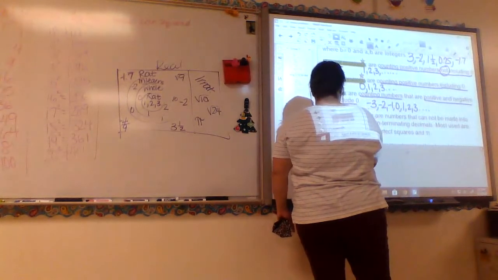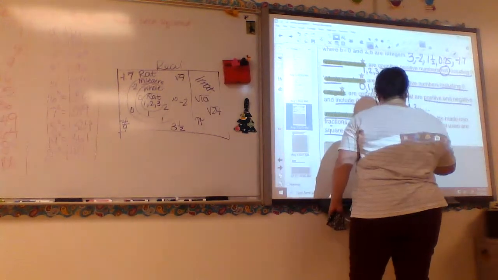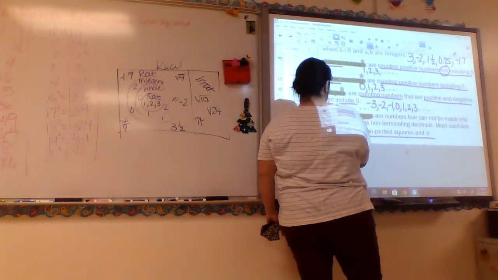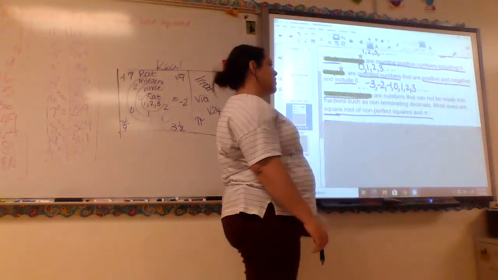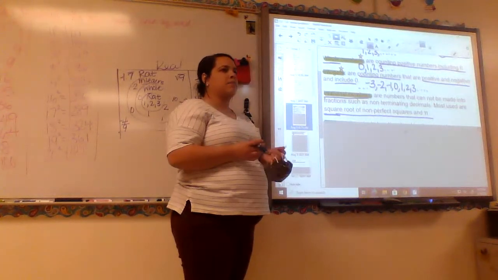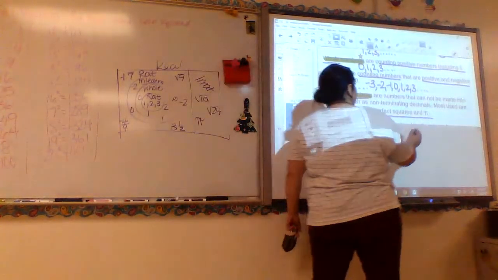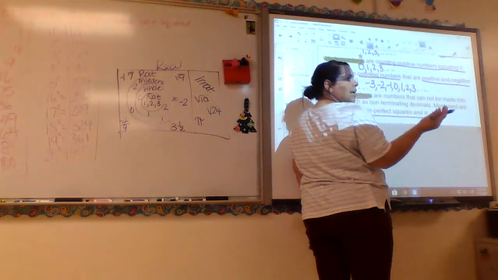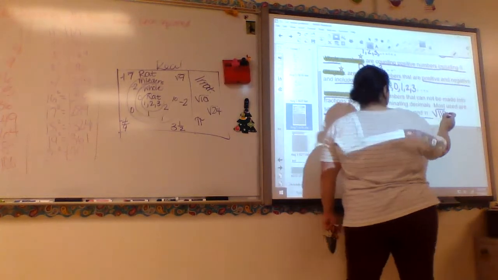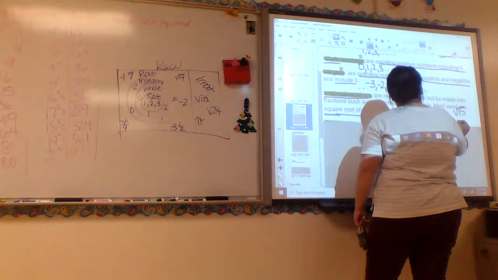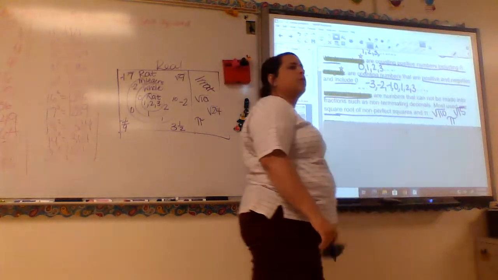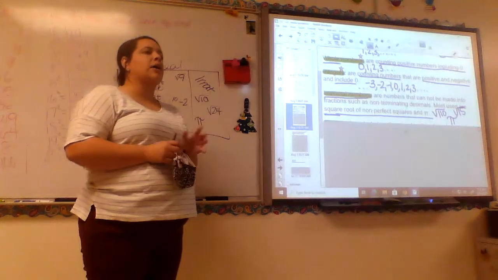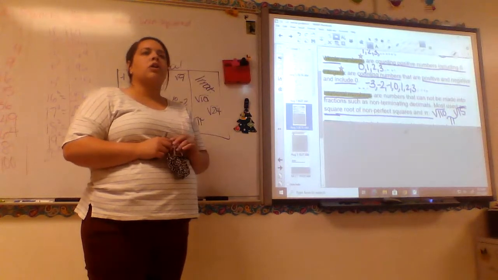So irrational numbers are going to be square roots of non-perfect squares and pi. So those are the only two that you need to write down. Square roots of non-perfect squares and pi. So like the square root of 110 would be irrational because square root of 110 is not a perfect square. Or like the square root of 15 would be irrational because we don't know what the square root of 15 is, and pi.